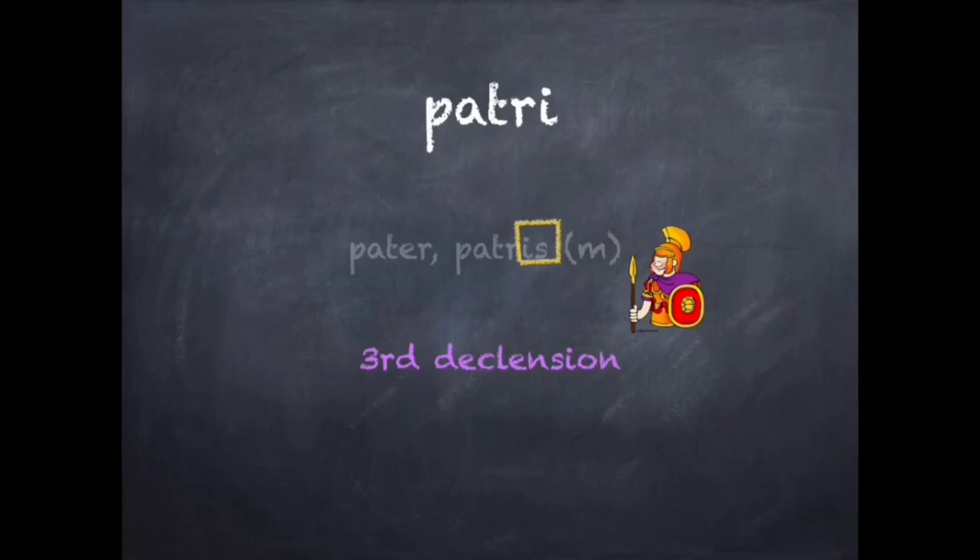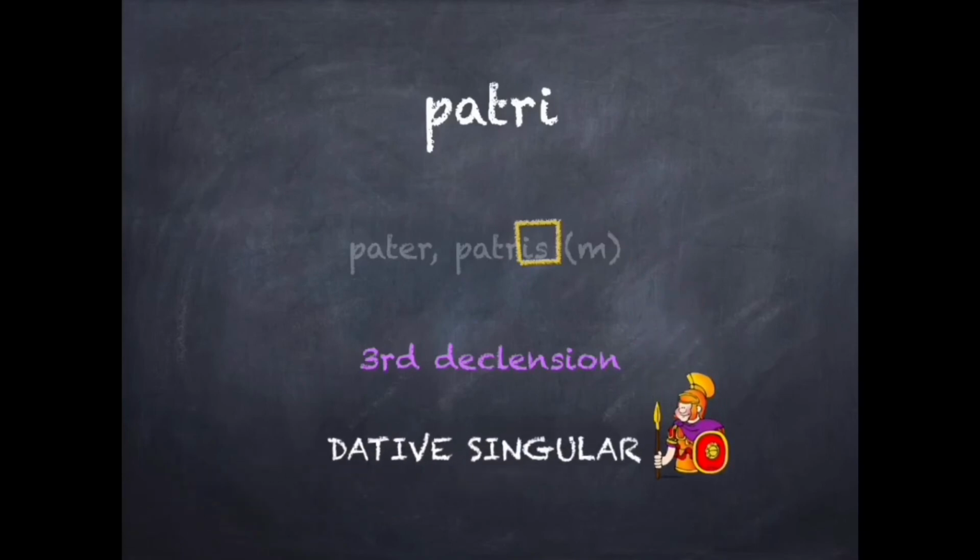Our Roman knows the answer right away. Dative singular. The noun patri is in the dative singular, and that means when it's in the sentence, it's going to be the indirect object, or I can translate it by using to or for in front of it.